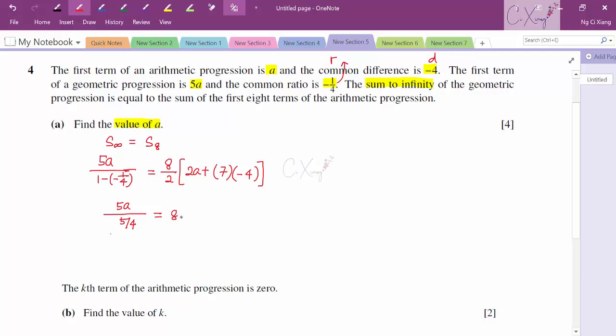Alright, so if I simplify, I'm having 5a over 5/4, and then I'm having 8a minus 112. So 5a will be equal to 10a minus 140. If we simplify this, then my a will be equal to 28. So this is actually the value of a.